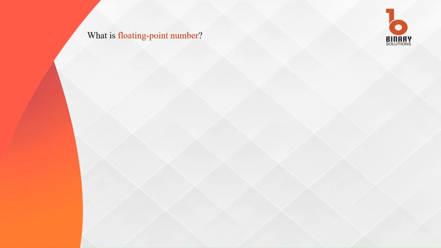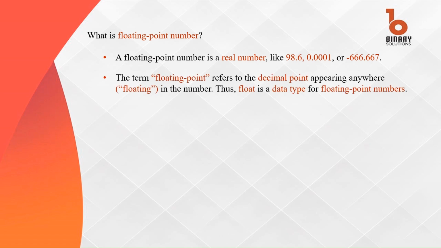You've likely seen numbers like 98.6 or 666.667, but what exactly are they? Well, floating point numbers are real numbers that include decimal points. The name floating point is because the decimal point can appear anywhere in the number. It floats around. And in programming, we use a special data type called float to handle these floating point numbers.